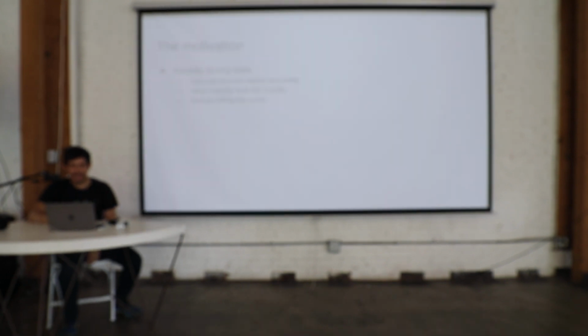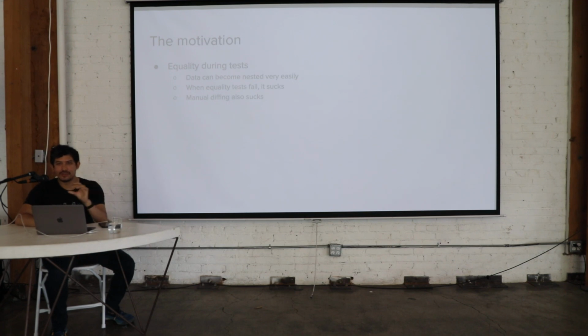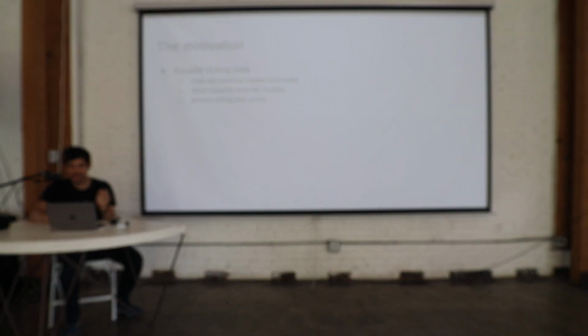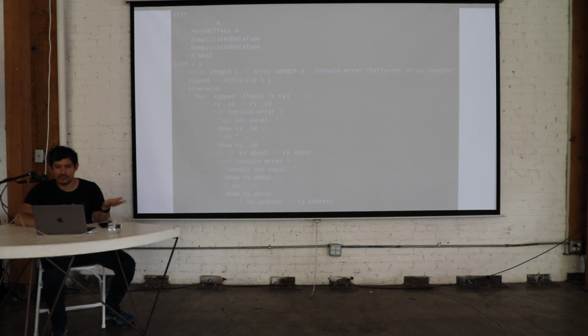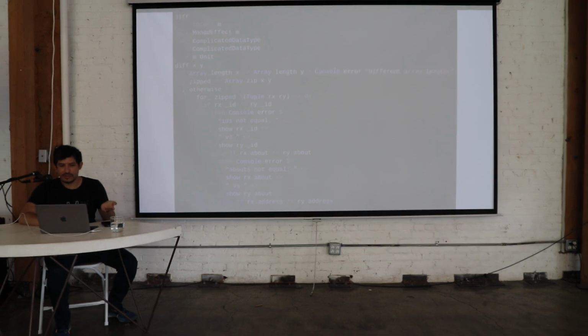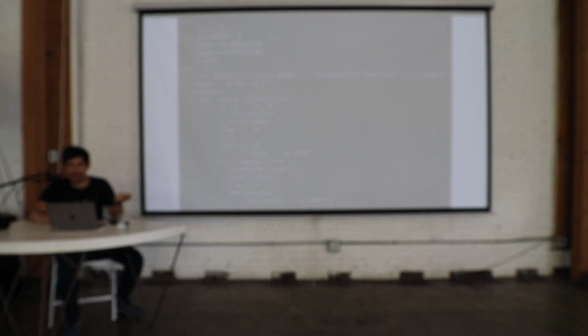And so looking through this can really suck, right? And if you want to drill down into the bits that actually are witnesses to inequality, that can also suck if you're writing this thing manually, right? So you can have this diff function that takes in two complicated data types and does some effectful action in some monad, Effect or whatever.